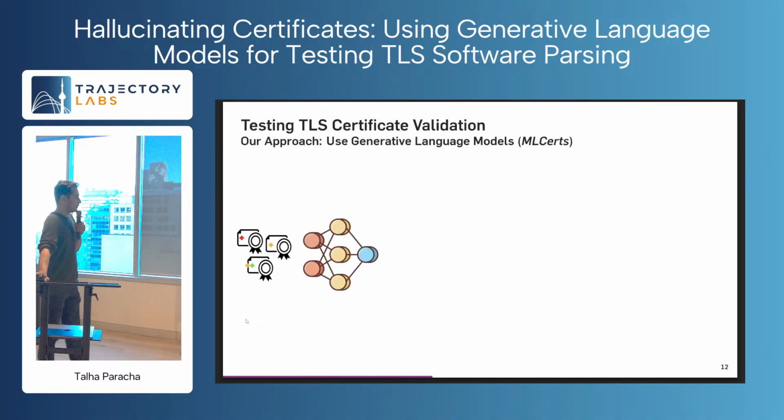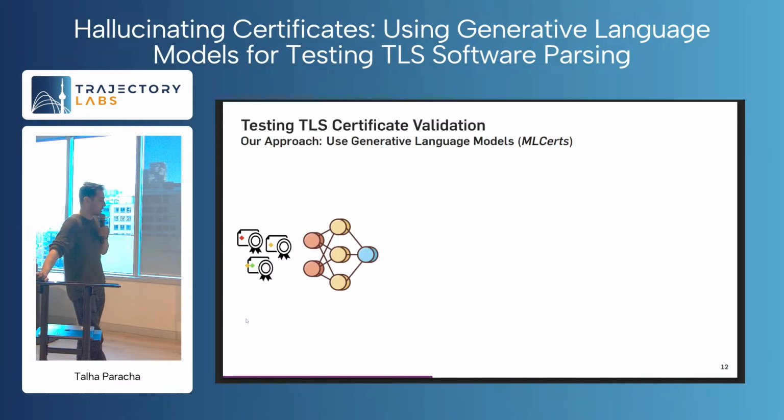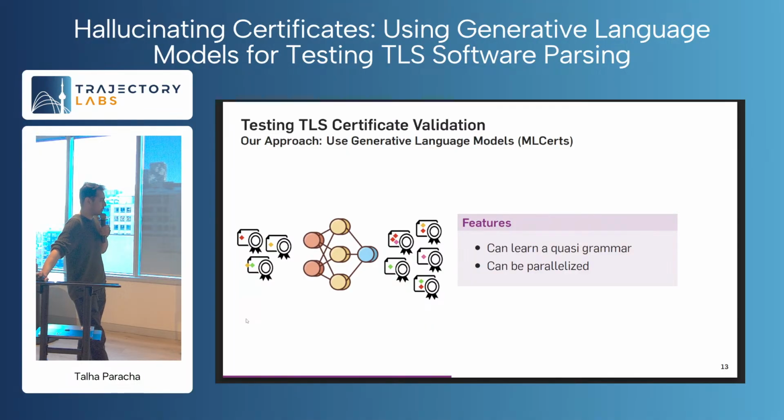In our work, we introduce a simple method, which is to train language models over a data set of real certificates. And once we train these language models, we want to obtain an arbitrary number of test certificates. At a high level, we aim to learn something close to a grammar rather than doing random mutations. And then our approach can also be parallelized by using different GPUs.